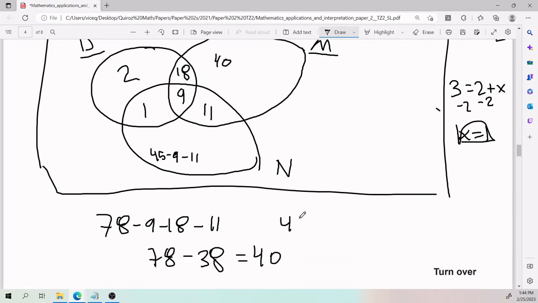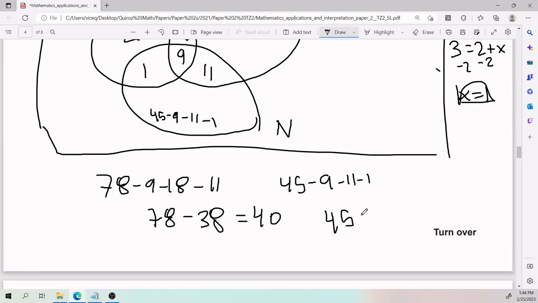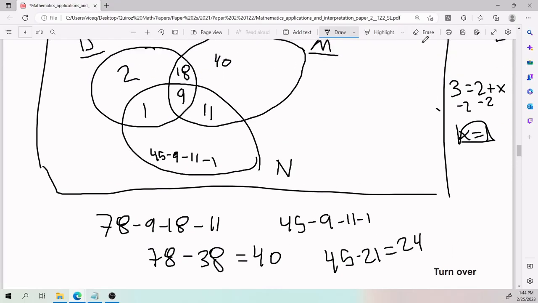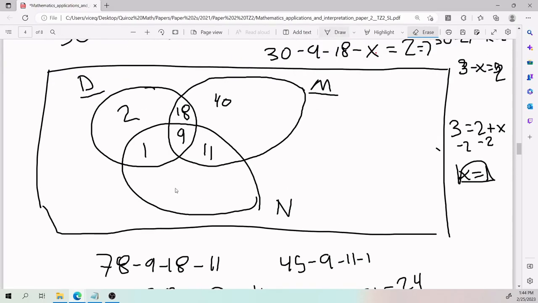And 45 minus 9 minus 11 is going to be the same as 45, and also minus 1. I missed this minus 1 here because of this guy. My bad. So we have 45 minus 9 minus 11 minus 1. It's going to be 45 minus 21, which gives 24. So this whole guy right here is 24. And that, ladies and gentlemen, is the Venn diagram that we're going for.